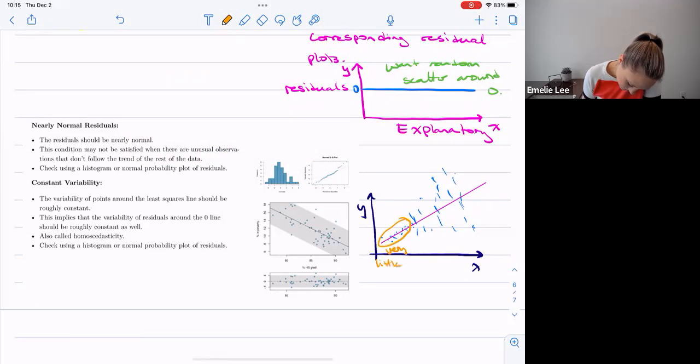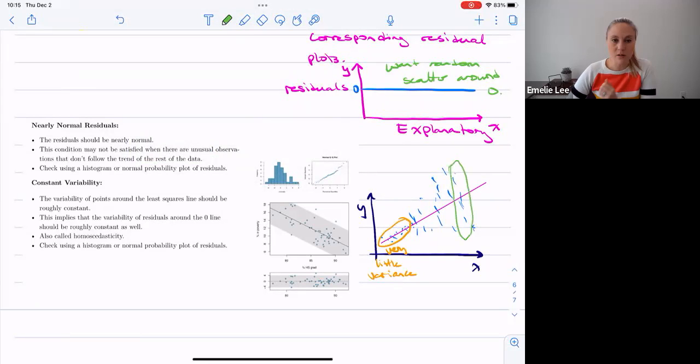Very little variance. And here, for these values of x, I've got huge variance, increasing non-constant variance, large variance around the line. Now, the reason this is bad is because in the very little variance section, we're going to be able to make great predictions.